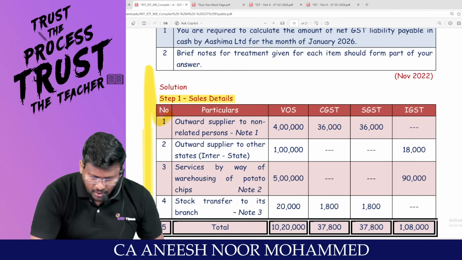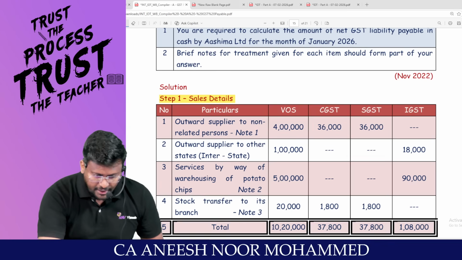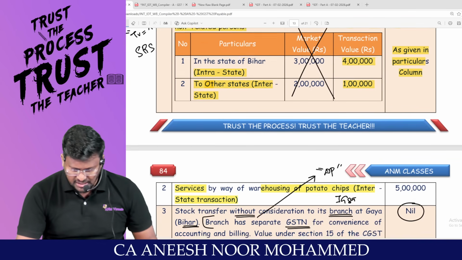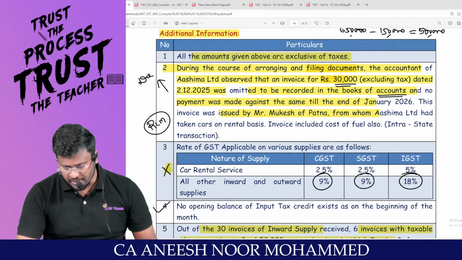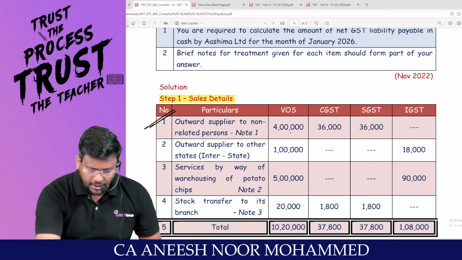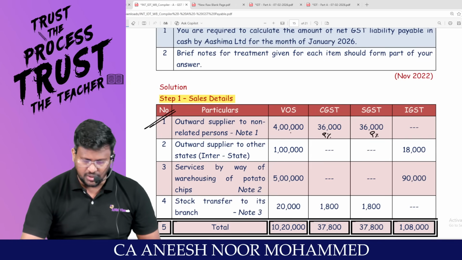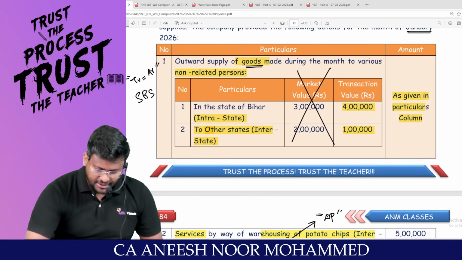That is outward supply to a non-related person, so the transaction value is 4 lakh. What is the rate of GST for goods? 9%. So please help me. 4 lakh into 9% comes to 36,000 CGST and 36,000 SGST. Am I right, sir? Next one.